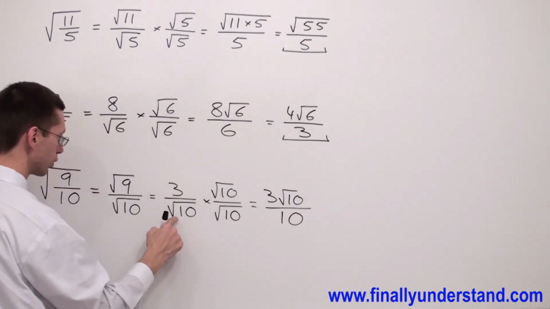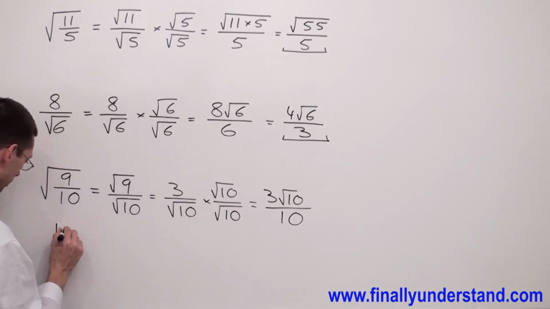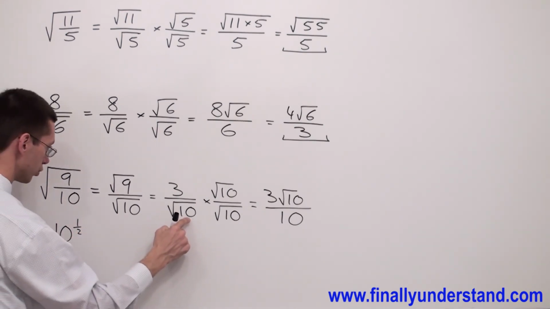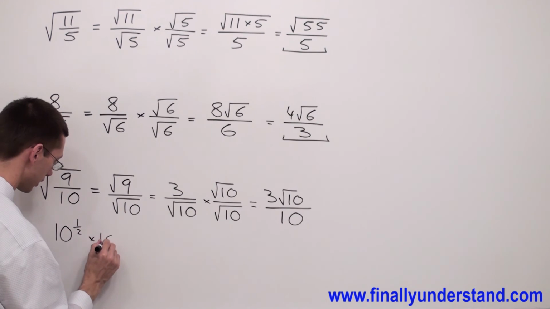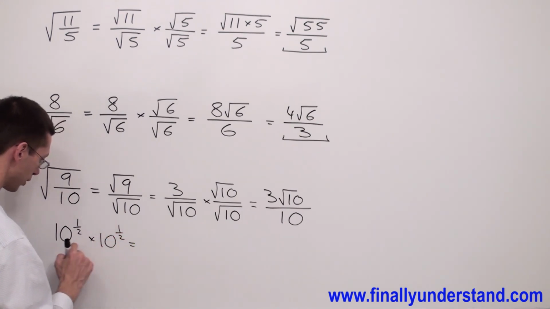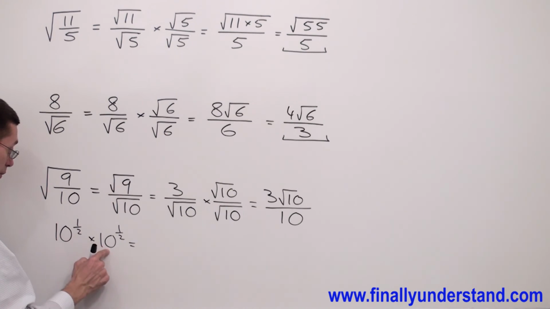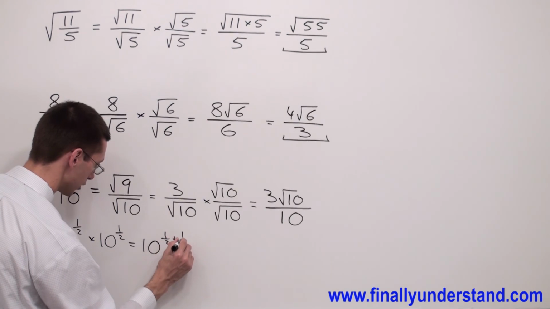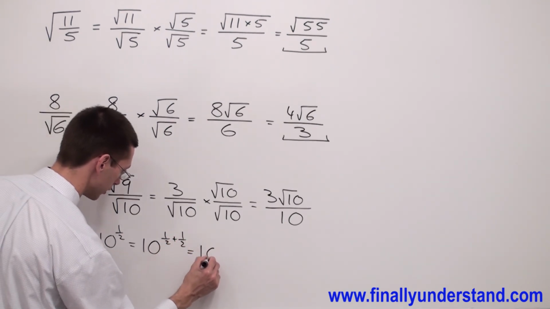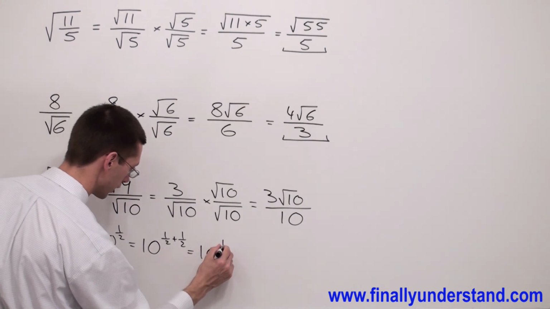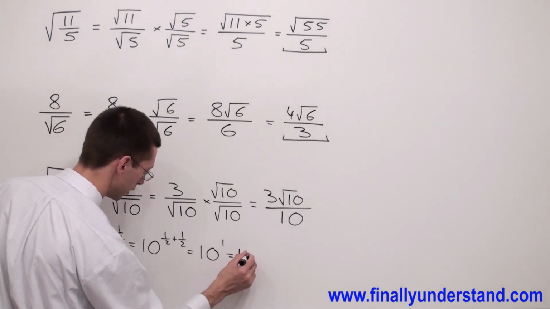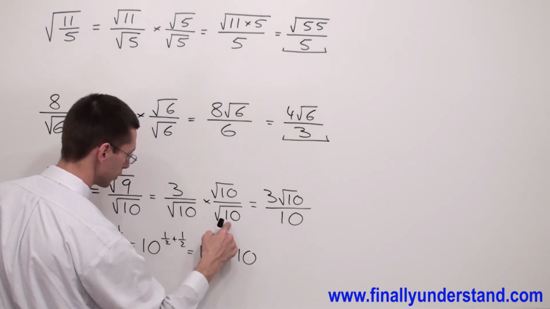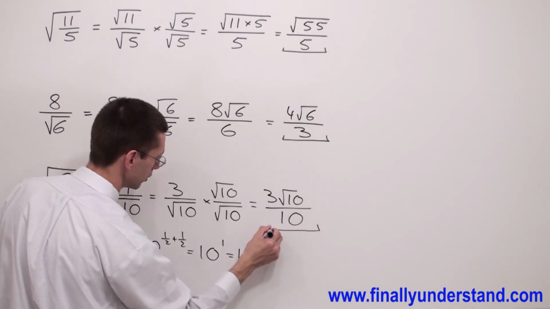Let me remind you that square root of 10 we can rewrite as 10 to 1/2. Okay? So I have 10 to power 1/2 times 10 to power 1/2. Okay, remember, anytime we multiply numbers with the same base, we keep the base and add exponents. So I have 10 and I have 1/2 plus 1/2, which is equal 1. 10 to the first power is equal 10. So this is why my square root of 10 times square root of 10 is equal to 10. Okay, this is the solution to my problem.